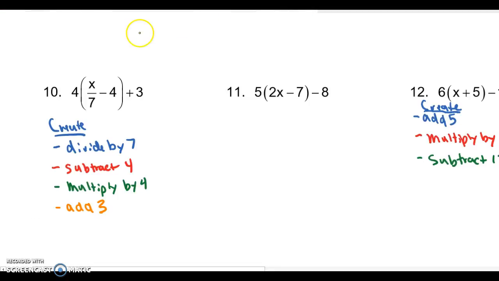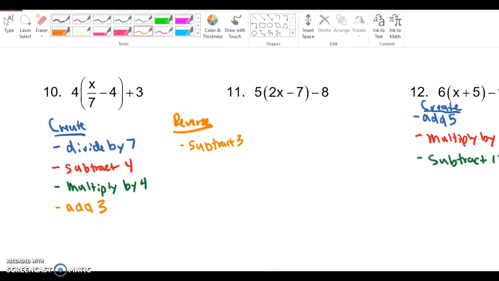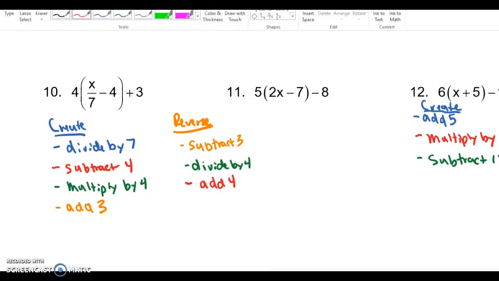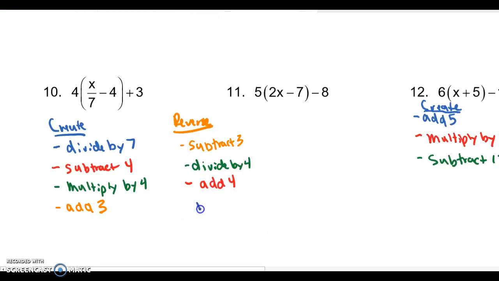Now we're going to reverse it. To reverse, we start with our last step, which was add 3, and we reverse that, subtract 3. To reverse multiplying by 4, we divide by 4. To reverse subtracting 4, we add 4. And to reverse dividing by 7, we multiply by 7.